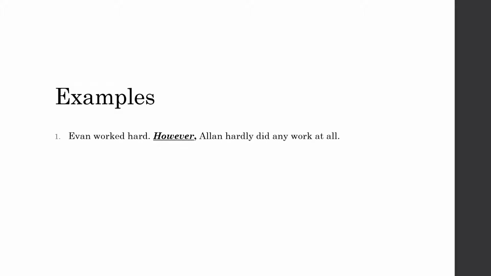In the first example, we can find however. Ivan worked hard. However, Alan hardly did any work at all. In the second sentence, we can find instead. He was supposed to stay and study. Instead, he went off to play basketball. We use both of them when we want to show that we are creating a contrast and introducing information which is unexpected or contradictory. We usually put them in front position, but they can also be in mid and end position.